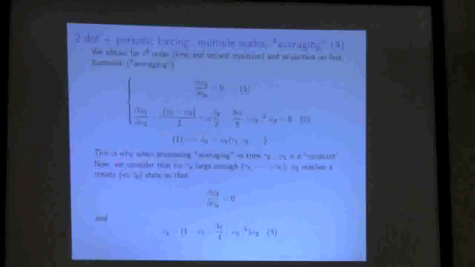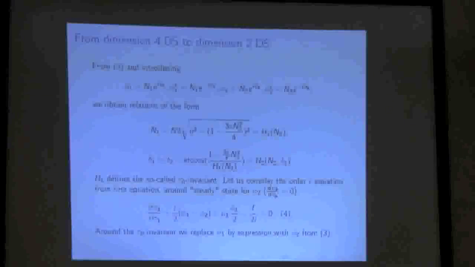Then we consider the following thing. If we wait a long time enough, the dynamics of the system will be captured by an equilibrium. So when tau 0 tends to infinity, or at least in practice for time long enough, phi 2 will reach a steady state with d phi 2 d tau 0 equal to 0, and I have this relation between the phi 1 and phi 2 variables, that are complex amplitudes.